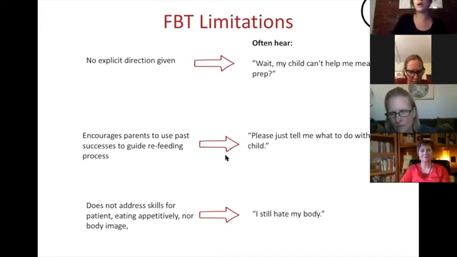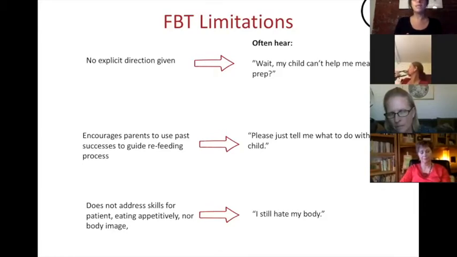So we see parents just really wanting specific direction, and from our perspective, it's not so bad to provide really explicit direction, because we don't want parents reinventing the wheel per se. Each parent doesn't have to come up with their own strategies, but if they are given strategies and they try them and they experientially learn, we think that's really the key.